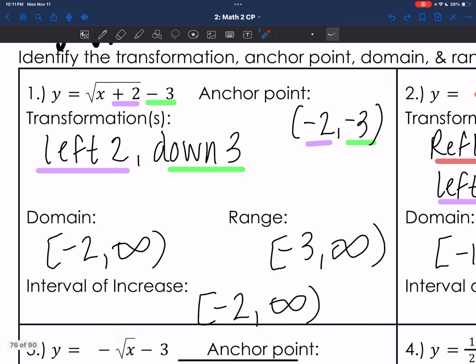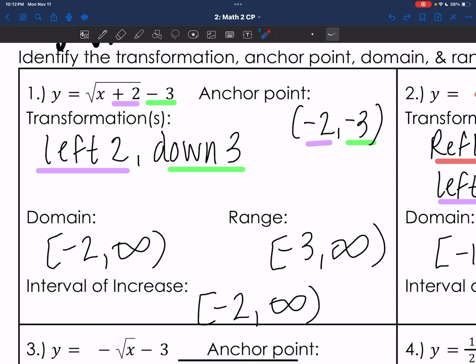And then your domain is going to include negative 2, and it's going to go from negative 2 to infinity. And remember, you cover around infinity because it continues on. Your range is going to go from negative 3, and it includes negative 3, all the way to positive infinity.